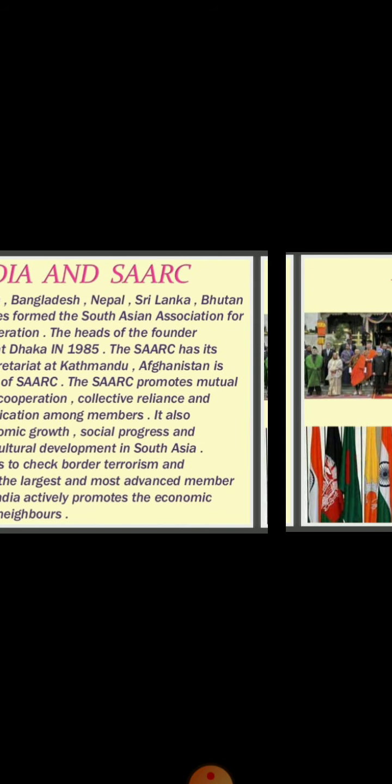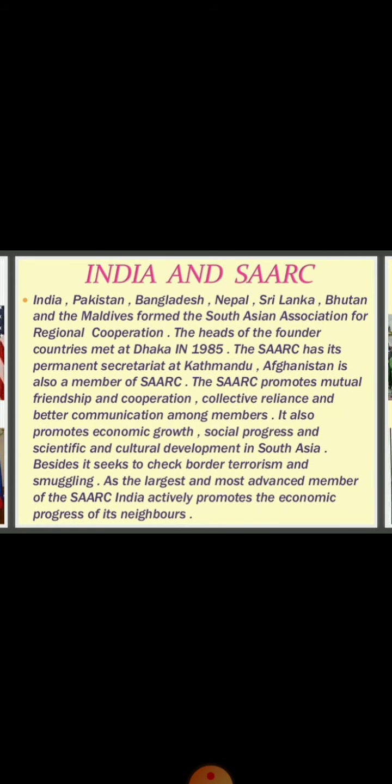Now, India and SAARC, South Asian Association for Regional Cooperation. India, Pakistan, Bangladesh, Nepal, Sri Lanka, Bhutan, and the Maldives formed the South Asian Association for Regional Cooperation, which we call SAARC. The heads of the founder countries met at Dhaka in 1985. The SAARC has its permanent secretariat at Kathmandu. Afghanistan is also a member of SAARC.